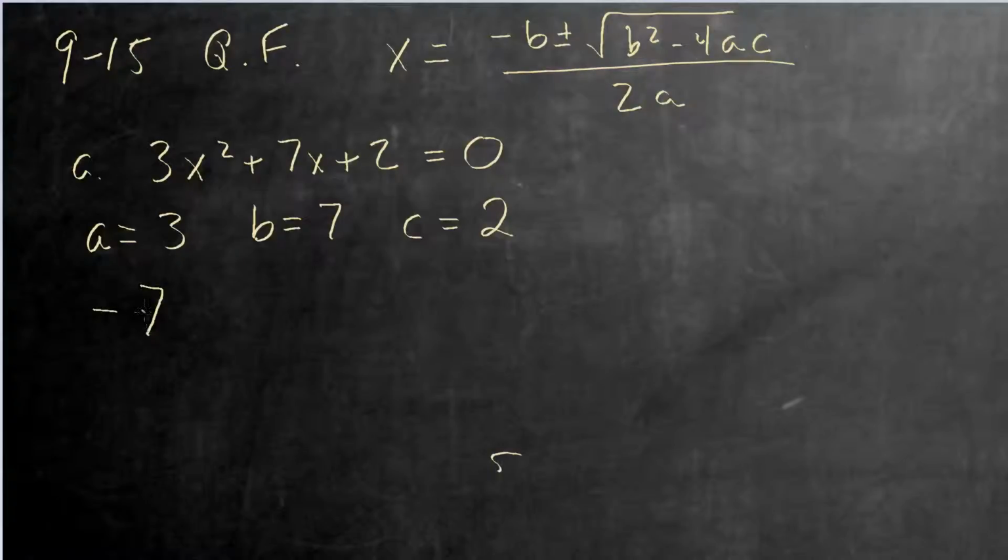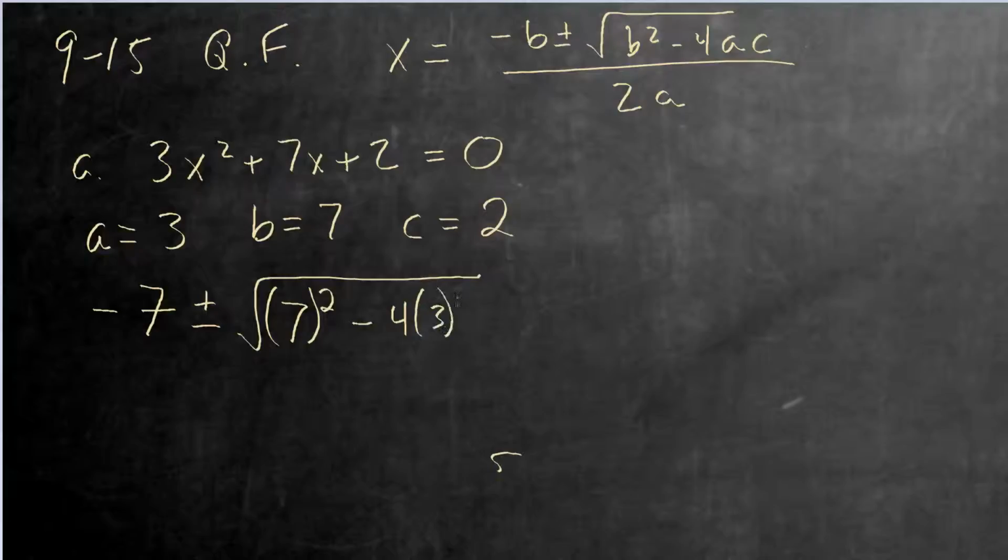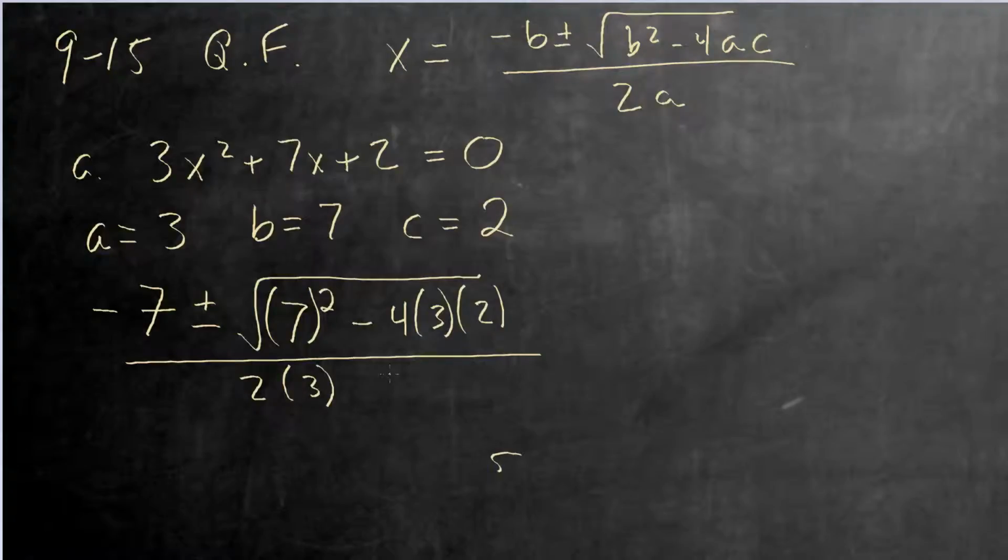The opposite of b plus or minus square root of b squared, I like to use parentheses there in case b was negative, minus 4 times a times c all over 2 times a. So we've got our numbers plugged in. Now we just want to start evaluating all numbers. Don't forget this is actually what we're solving for. What does x equal? So let's start simplifying.